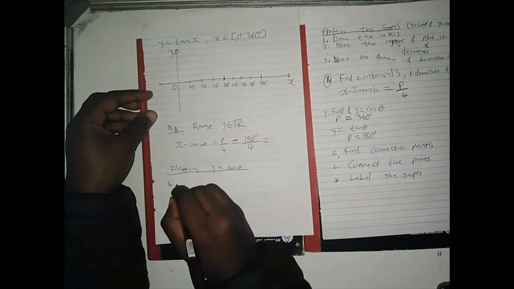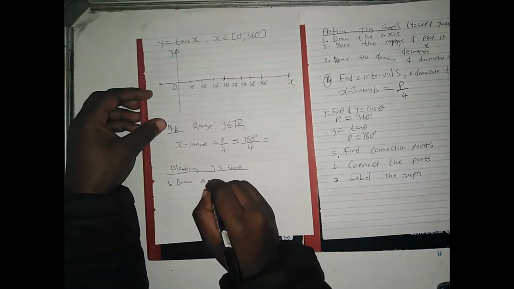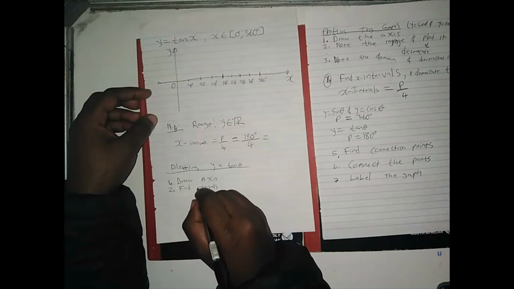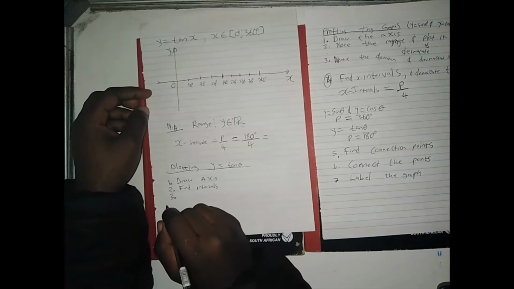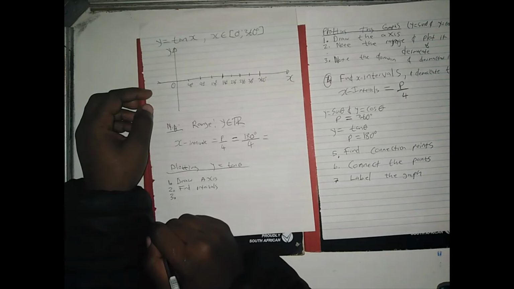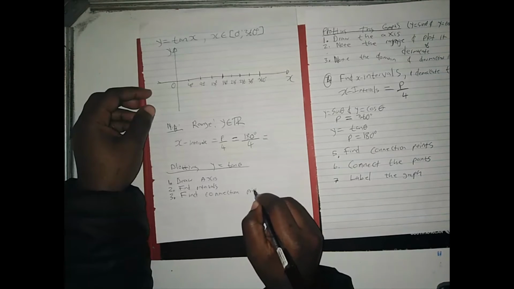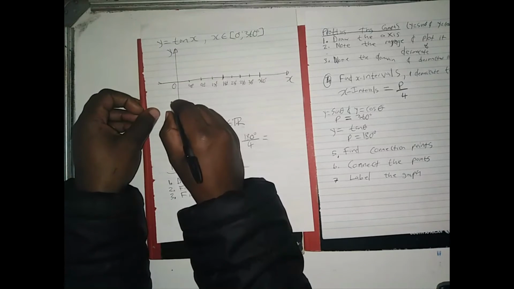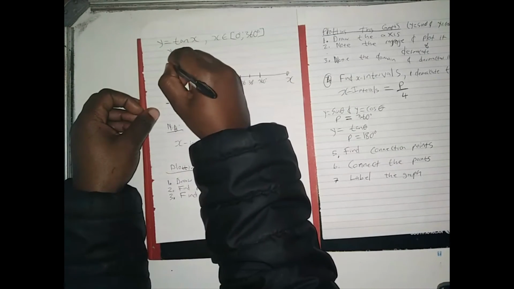Number 1, we do the same thing, draw axis. And then number 2, find intervals. And then what do we do after that? Number 3. When you have found intervals, guys, you must find the connection points. You still find connection points even with this one. Find connection points. In this case, let's simply do this. Here is 1. This is -1, and then this is 1.